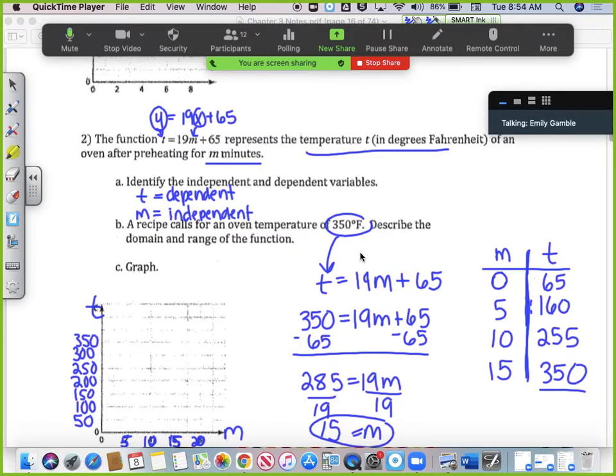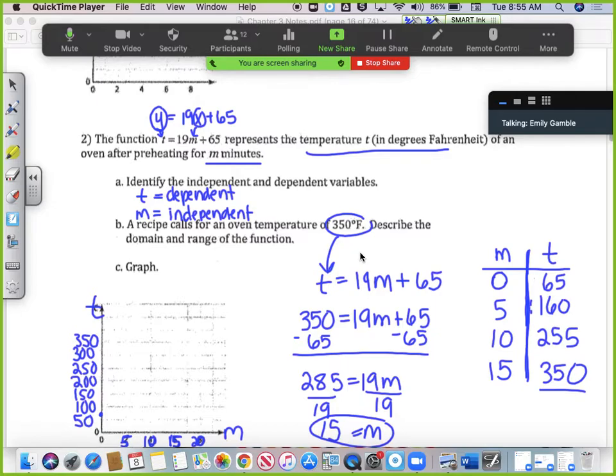Once you label your X and Y axis, or in this case M and T axis, then you can start plotting the points. So 0, 65 is the first one. It's not going to be perfect. It's going to be in between 50 and 75, 50 and 100, but it'll be closer to 50. So I'm going to put a point there.